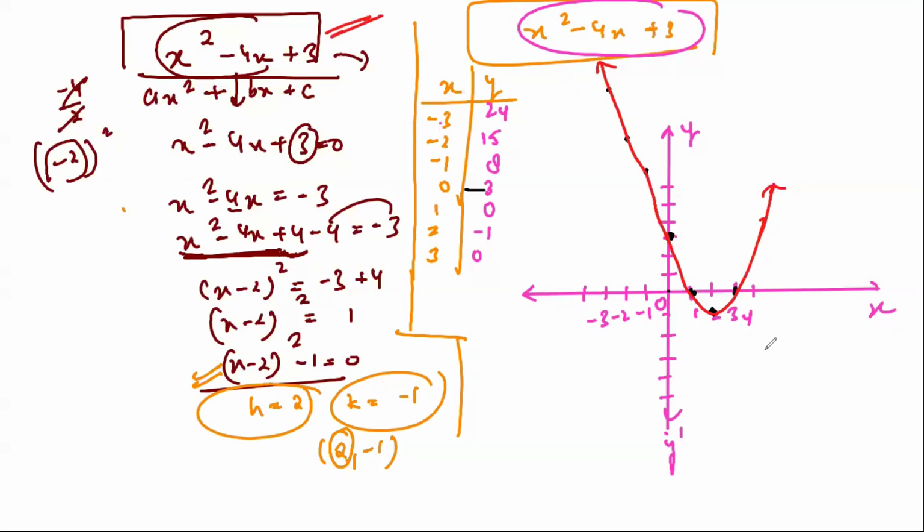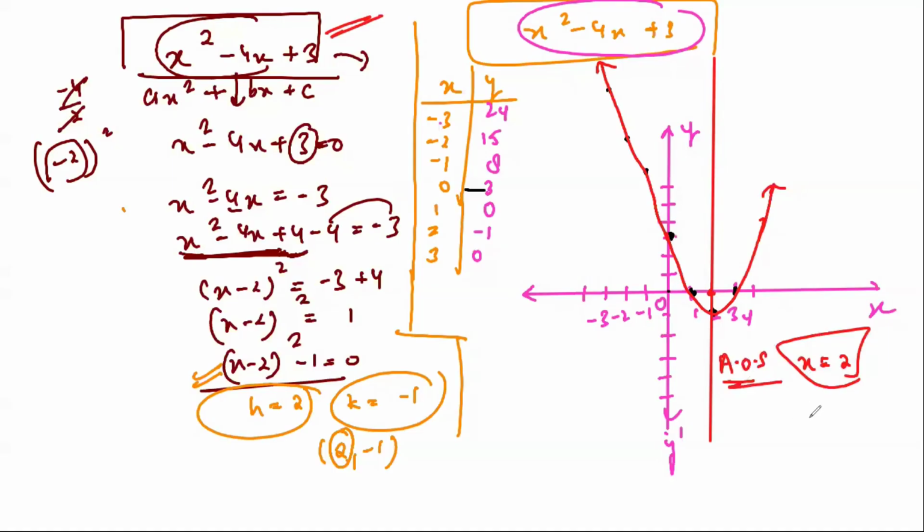Now, how to graph it. After that, the first feature that we have discussed is the axis of symmetry. The axis of symmetry is nothing but the middle line of the graph. If you see the middle line, it lies on the x-axis at x equals 2. So this is my axis of symmetry.